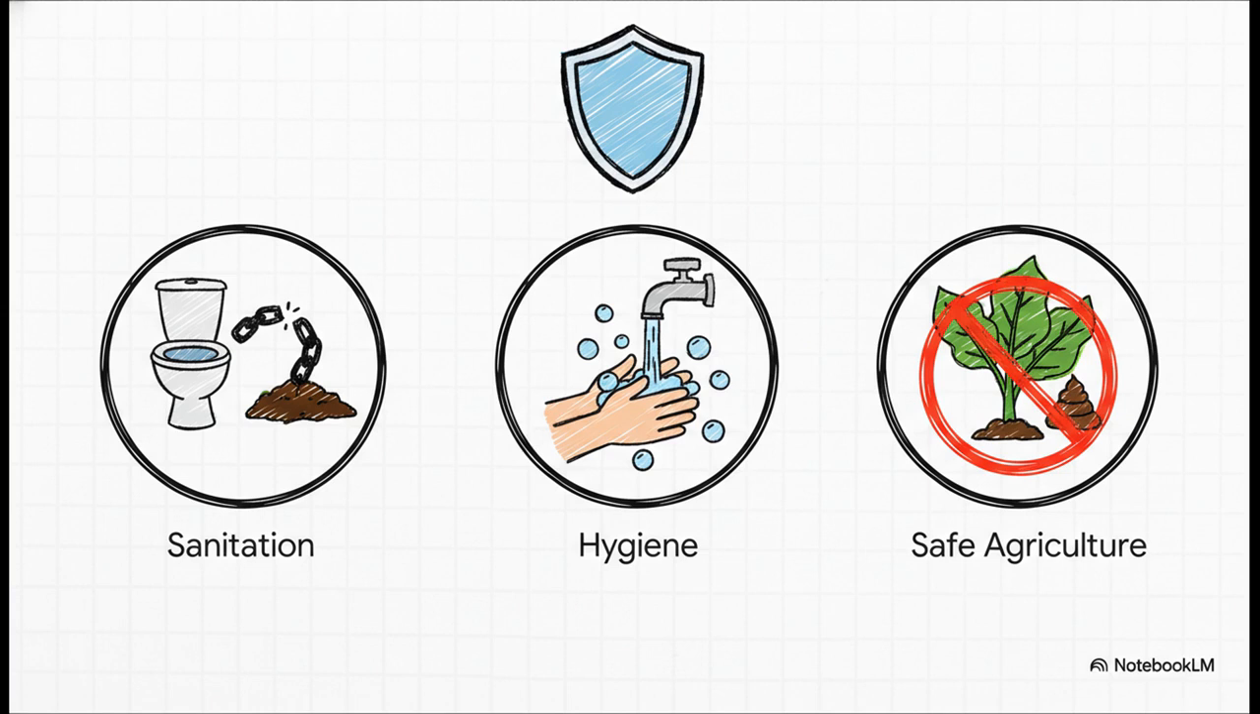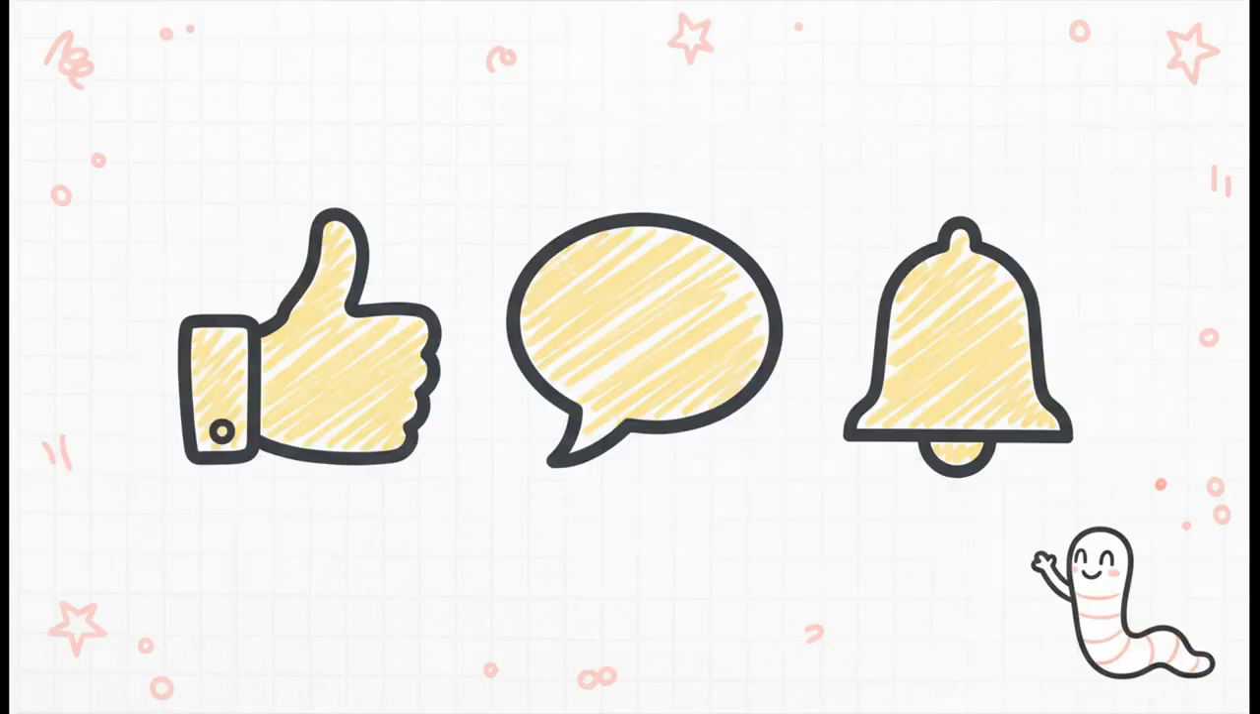This means proper sanitation to keep human waste out of the soil, promoting good personal hygiene, like washing hands, and making sure untreated human feces aren't used as fertilizer. These are the steps that actually break the cycle. And that wraps up our tour of Ascaris lumbricoides. We've covered its identity, its wild journey, and how we fight back.